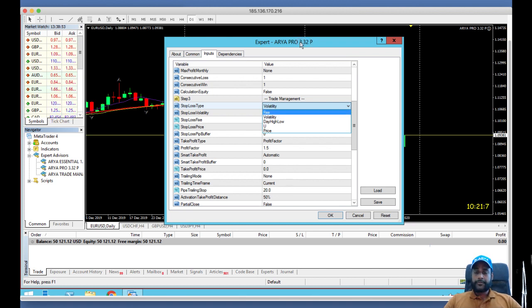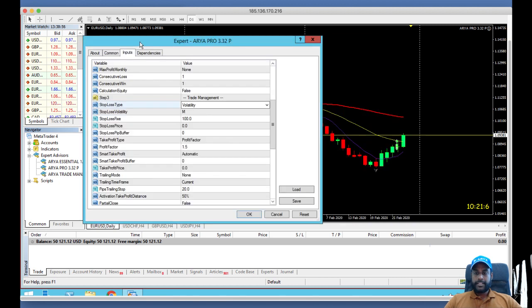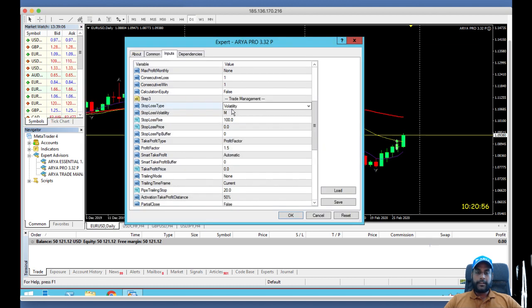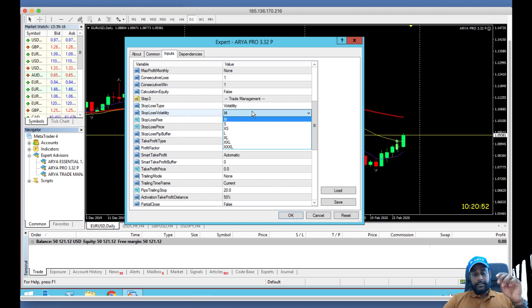You have different types of stop losses here. You can choose the volatility stop loss. So basically, Arya will calculate the volatility of the market, and then you can choose your parameters. You can say, okay, I have a stop loss based on the volatility of the market, and I can choose different sizes of stop loss. So there is an extra small stop loss, small, medium stop loss.